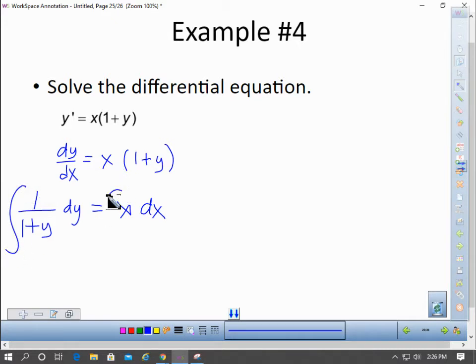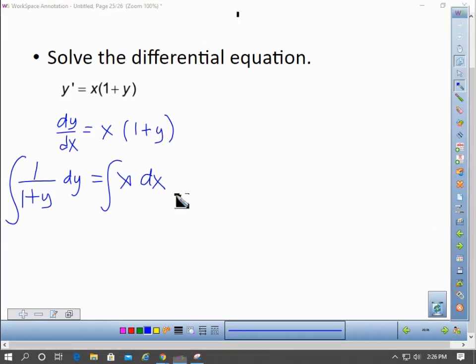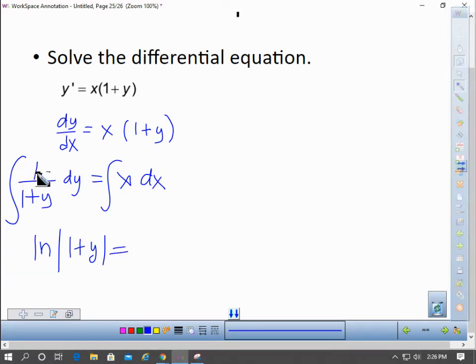Now I integrate both sides. All right, so this one is a natural log problem. It's the natural log of 1 plus y, because the numerator is the derivative of the denominator. So the derivative of 1 plus y in terms of y would be 1. So I've got the derivative divided by the function. So this is f prime divided by f. So that's the natural log of f. And then on this side, the antiderivative of x would be x squared over 2: raise a power, divide by your new power, and then plus c.